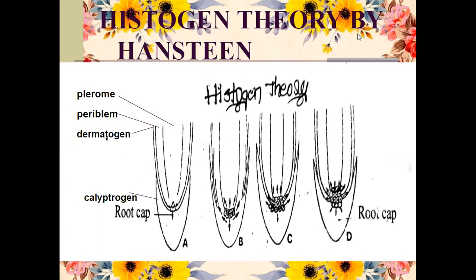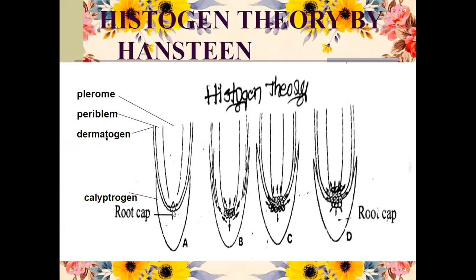The histogen theory was proposed by the scientist Hanstein. According to Hanstein, on the terminal part of the root system, meristematic tissues are present. These meristematic tissues are called histogen tissues. Histogen tissues mean meristematic tissues. Hanstein explained the root terminal parts of all Tracheophyta: Pteridophyta, gymnosperms, and angiosperms, both dicotyledons and monocotyledons.